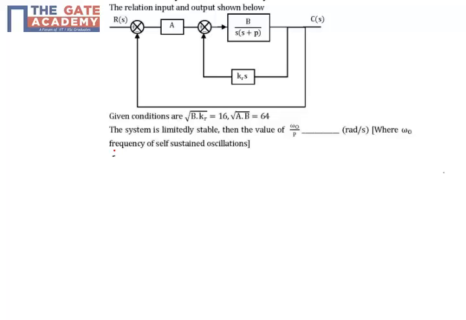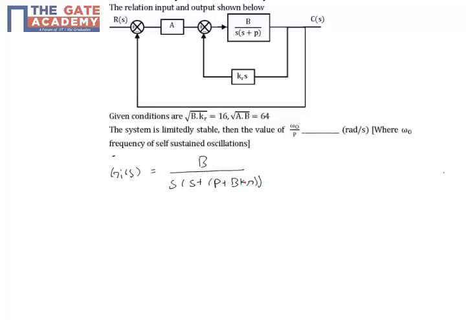First we have to find the total transfer function, that is the closed loop transfer function C of s by R of s. First we will find the transfer function of the inner loop. So Gi of s, the inner loop transfer function, is equal to b divided by s into (s plus p plus b into Kr).